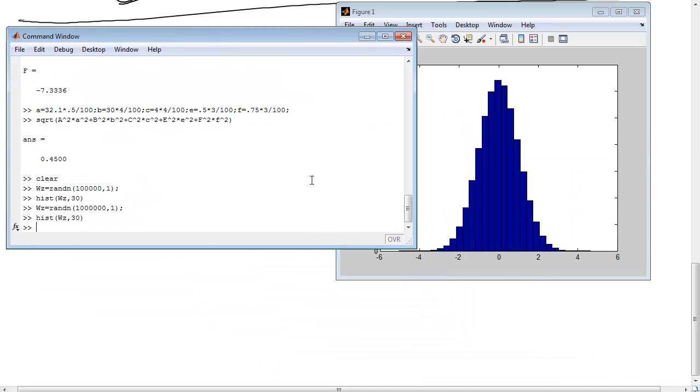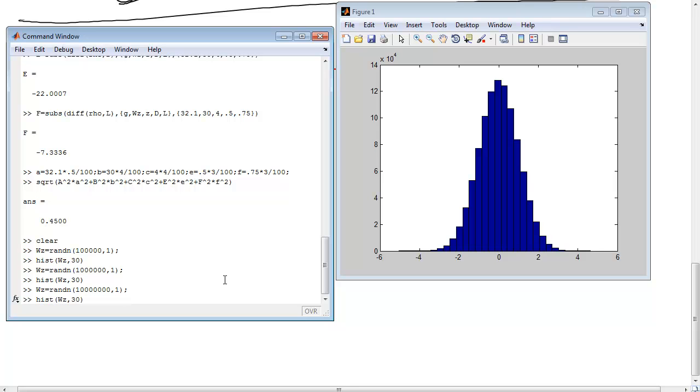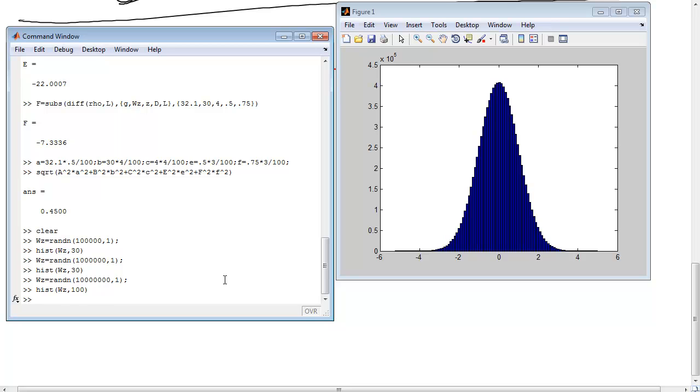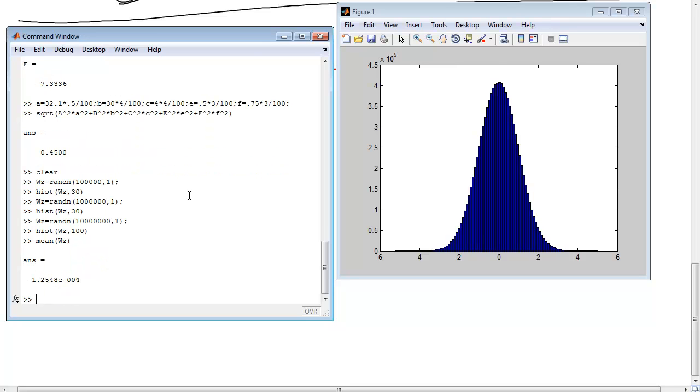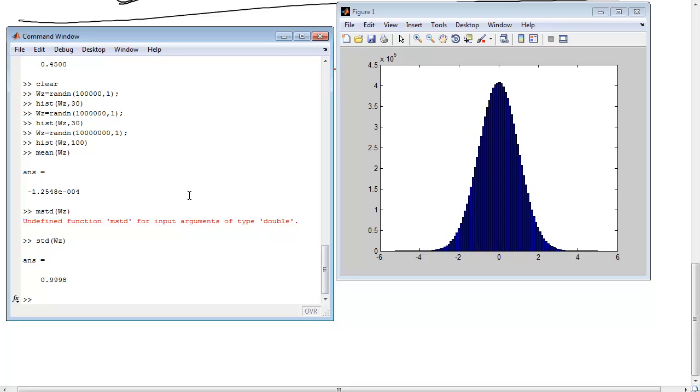I basically didn't change the look of it, but if I go in, arrow up twice, and put 10 million data points, and then instead of 30 bins, I'll put 100 bins, what you see is looking very much like a Gauss distribution. Now, what is the average of WZ here? Pretty much 0. What's the standard deviation? 1.